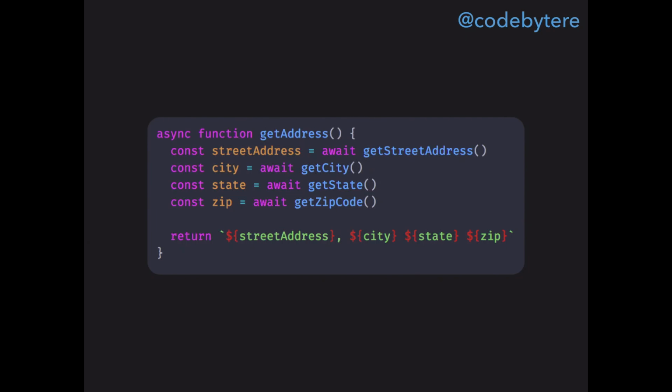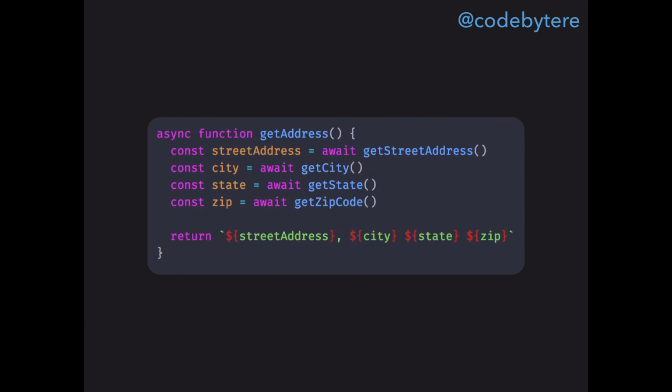All 4 variables must be resolved before the function will return the desired string. Also important to note here is that if we did not use the await keyword before each of the address component functions, this function would not necessarily fail. It would just mean that the variables would be set to promises instead of the values returned from them.